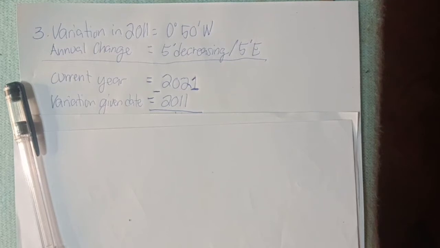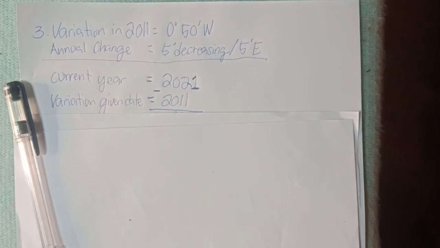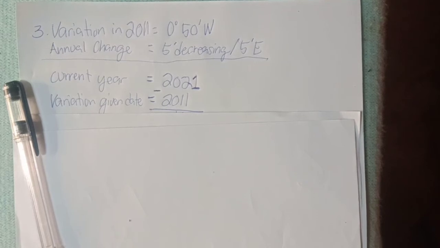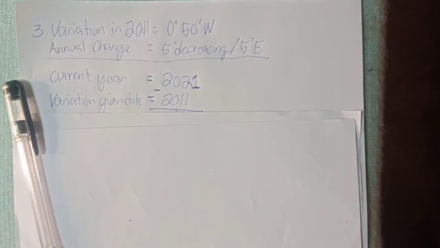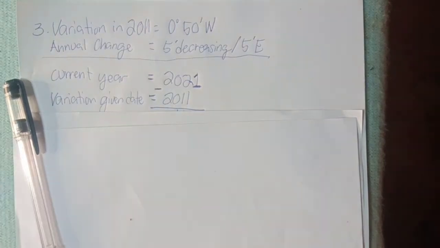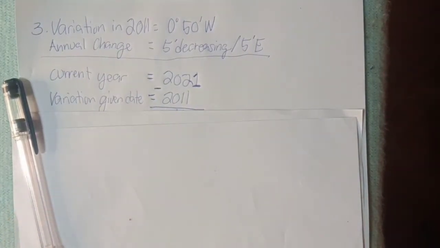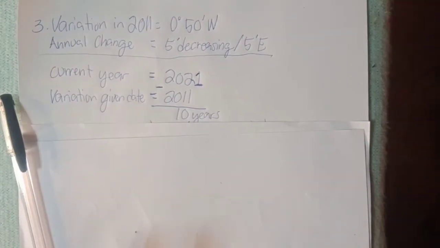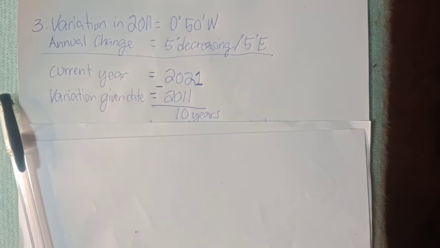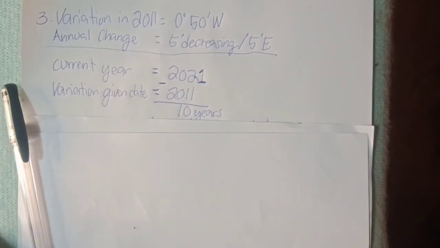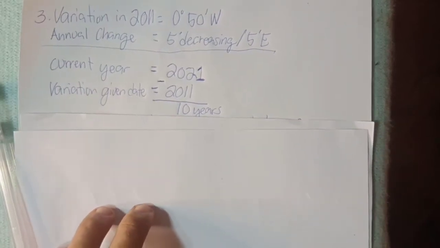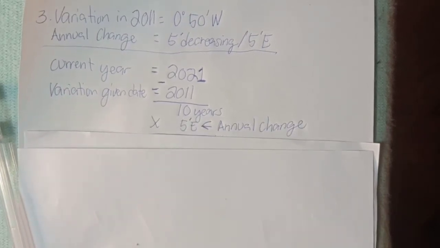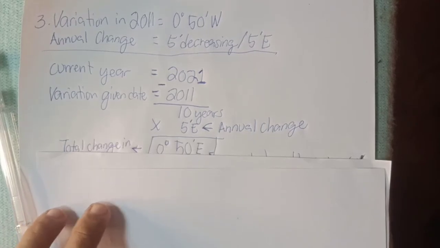Our current year is 2021. The variation given date is 2011. First we need to subtract it. So 2021 minus 2011 is equal to 10 years. After that, likewise, we are going to multiply it by the annual change: 10 times 5 minutes is equal to 50 minutes.